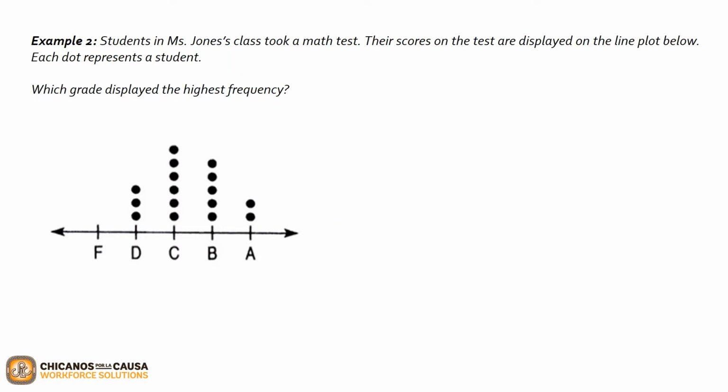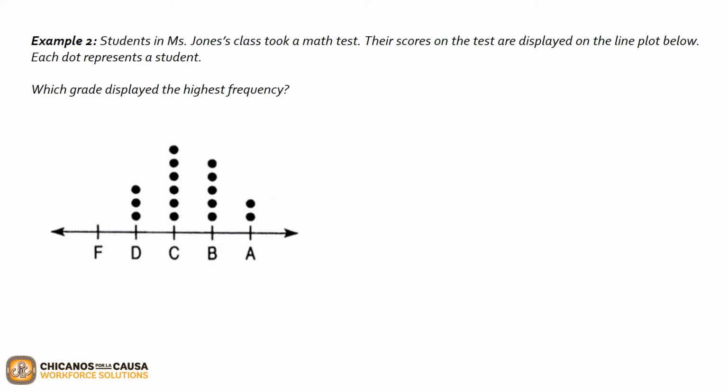Okay, example 2. Students in Miss Jones's class took a math test. Their scores on the test are displayed on the line plot below. Each dot represents a student. Which grade displayed the highest frequency? So let's look at our line plot. Instead of X's on this one, we have dots, and instead of digits, we have grades. So remember that the highest frequency is the one that we have the most of.